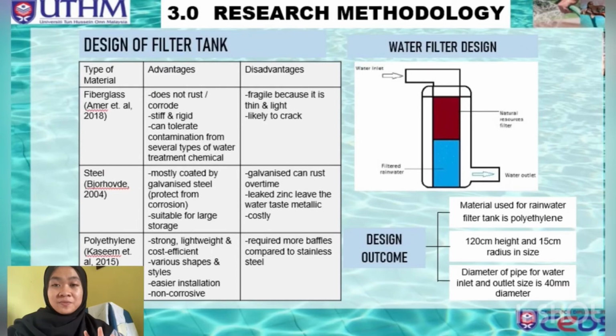You see from the table, there are three types of material to use for the filter. The first material, which is fiberglass, has the advantage that it doesn't rust or corrode. It's stiff and rigid, and it can tolerate several types of water treatment chemicals. We can see that fiberglass is long lasting. But the disadvantage of this material is that it is fragile because it is thin and light, and also easily cracks.